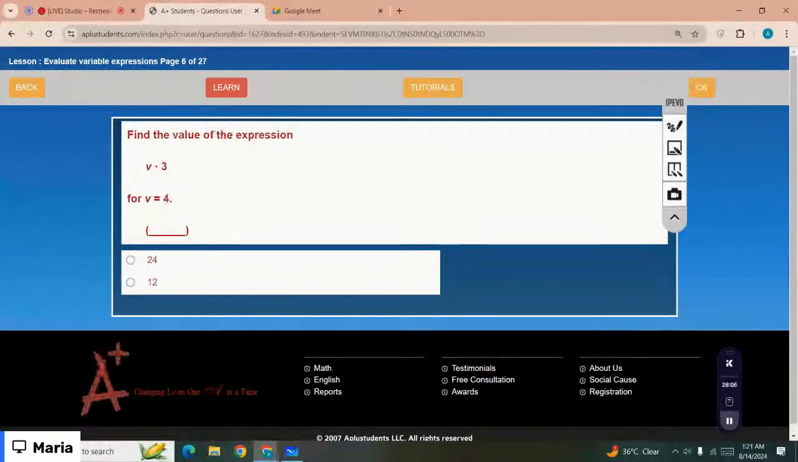Find the value of the expression v times 3. So you need to replace the v with 4. So that is 4 times 3. So 4 times 3 is 12. The correct option is 12. Option number 2 is the correct option, right?